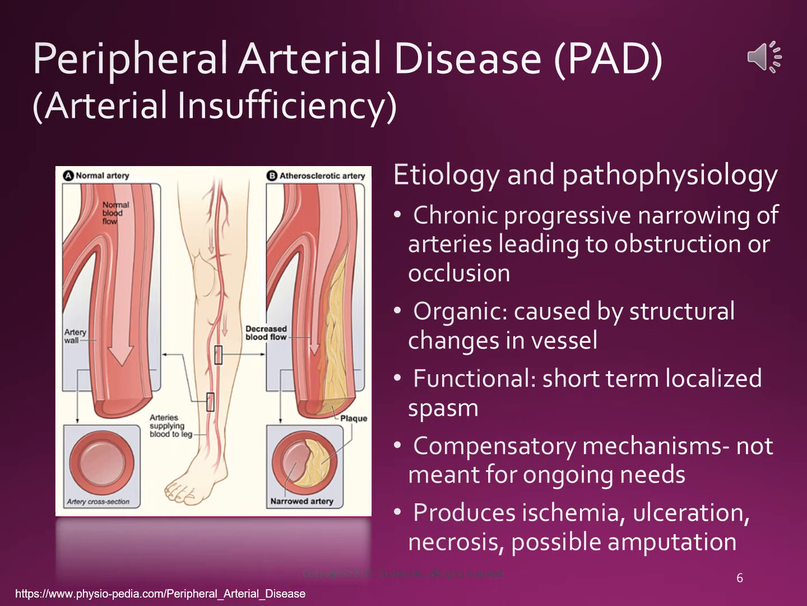Peripheral arterial disease is also known as arterial insufficiency. Atherosclerosis is the leading cause of occlusive arterial disease. And it's a chronic, progressive narrowing of your arteries, leading to either obstruction or occlusion. You can have organic disease, which is caused by structural changes in the vessel, which is mostly what we'll be talking about. This is what you see in coronary artery disease, and it comes from plaque formation and inflammation.